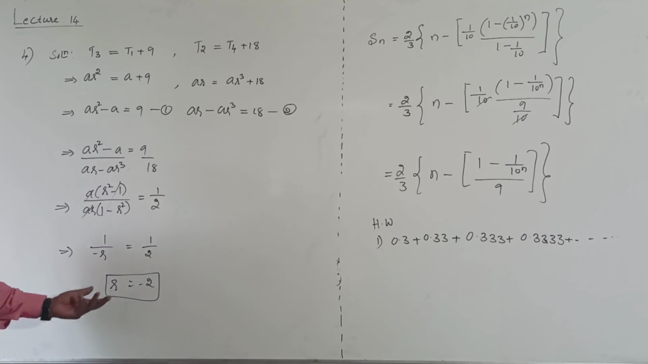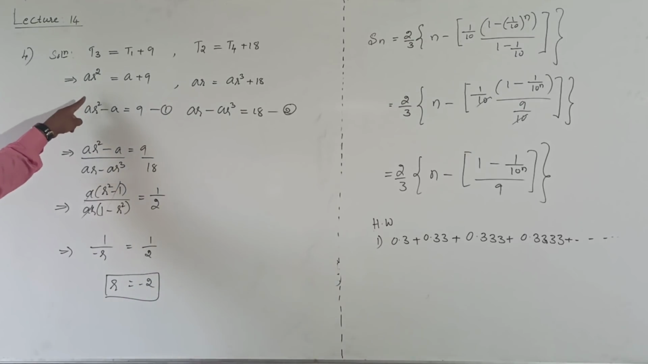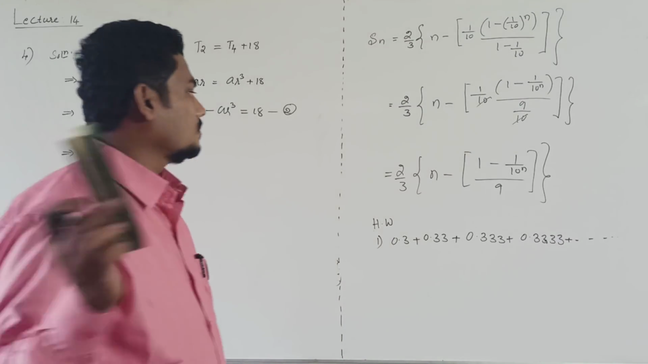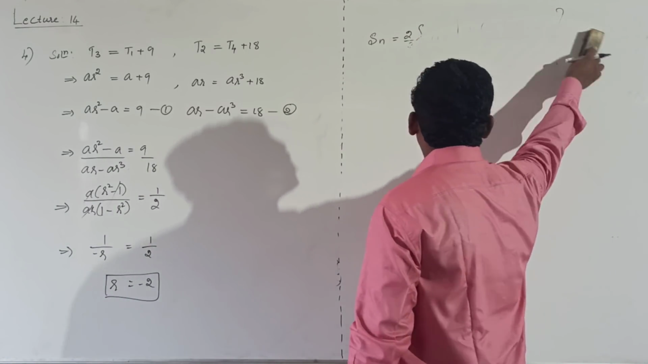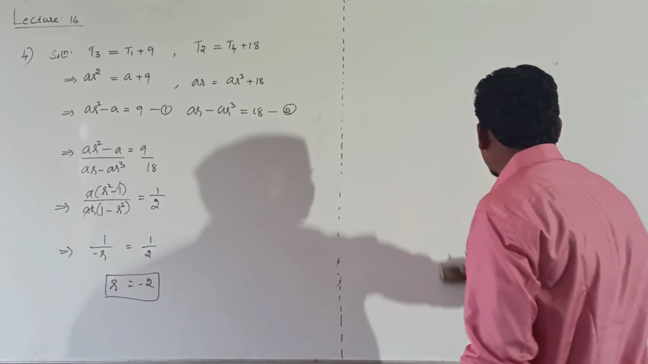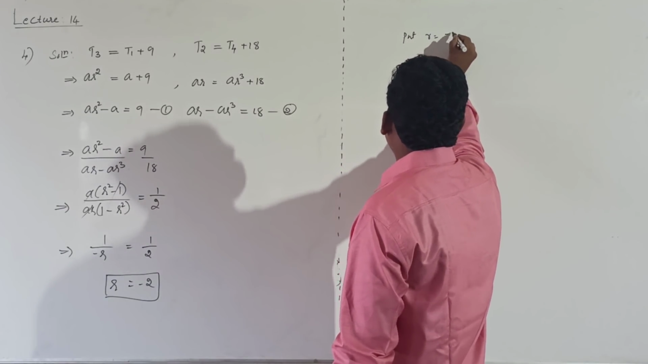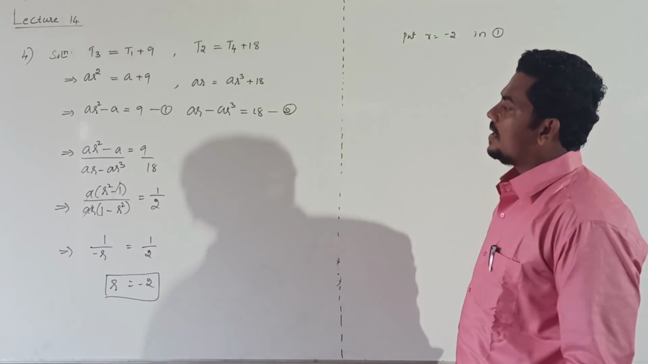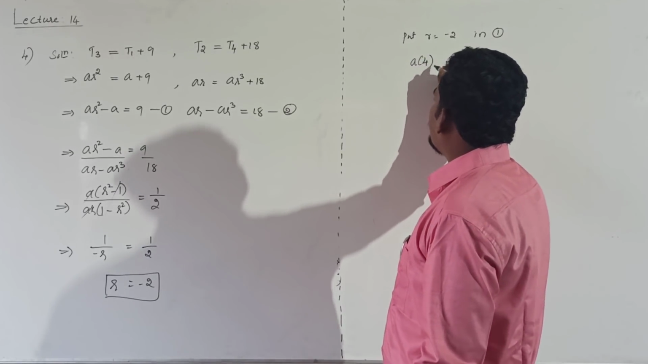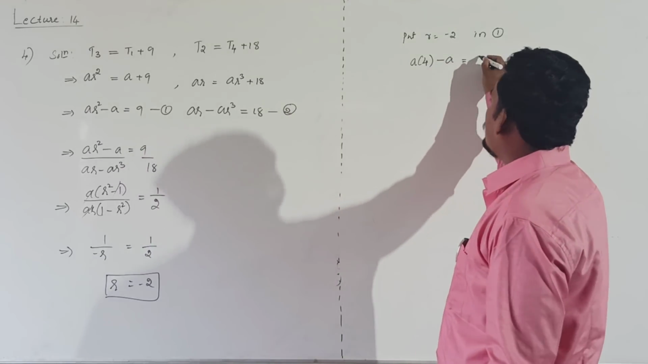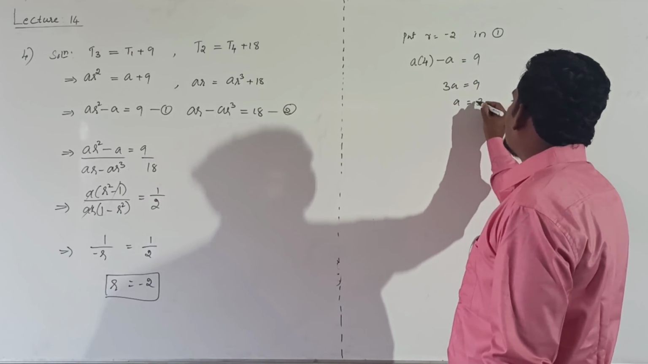After getting the r value, find the a value. Put r is equal to minus 2 in equation number 1. Then it becomes a into 4 minus a is equal to 9. Then 3a is equal to 9. Then a is equal to 3.